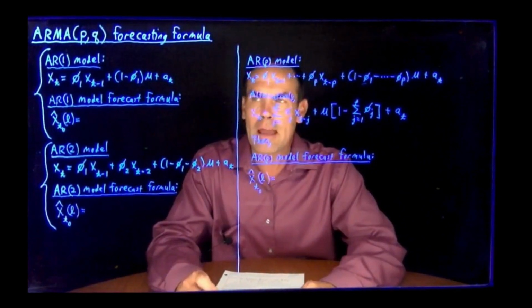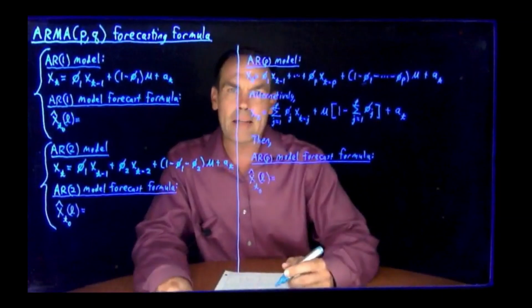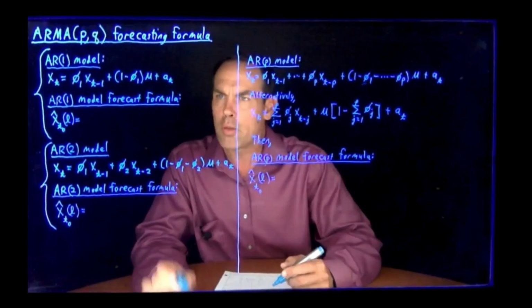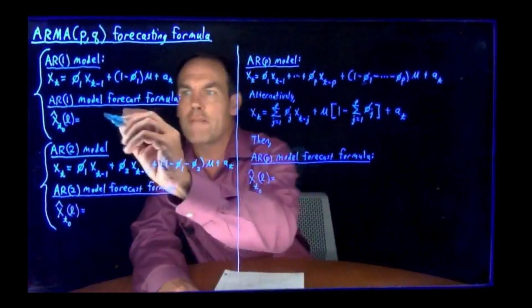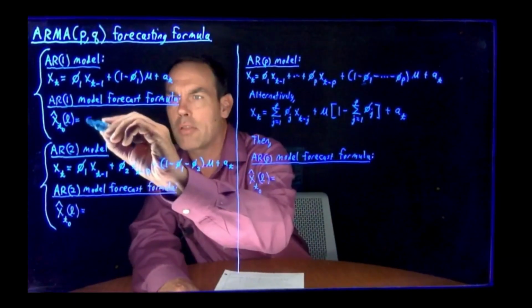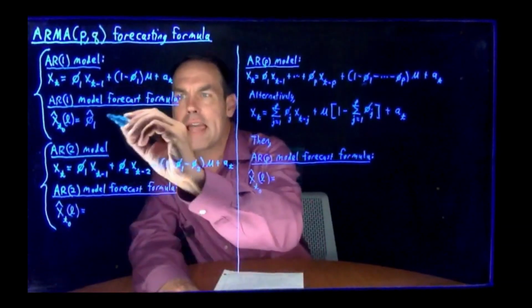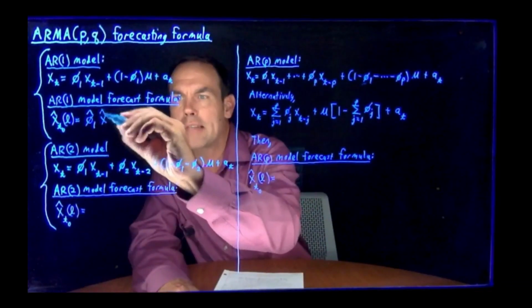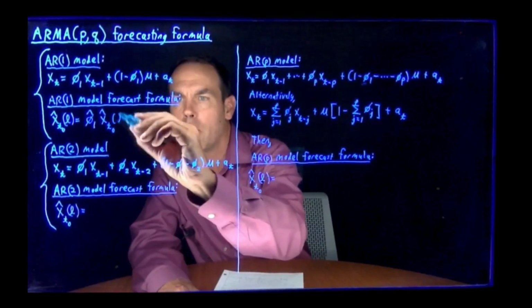Now, what about the AR(1) model forecast formula? Well, remember that to get the formula for the forecast, all you do is look at the AR(1) model. Everywhere you see a phi1, replace it with phi1 hat. Everywhere you see an x, replace it with x hat of t naught of L minus 1.